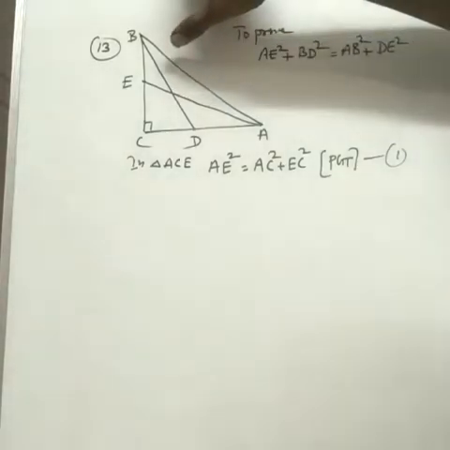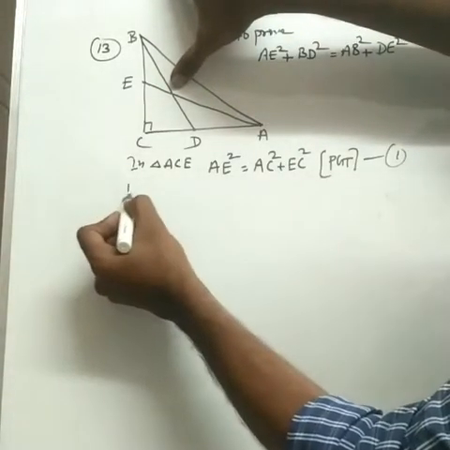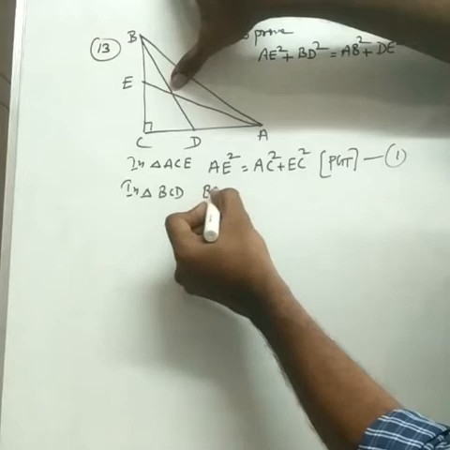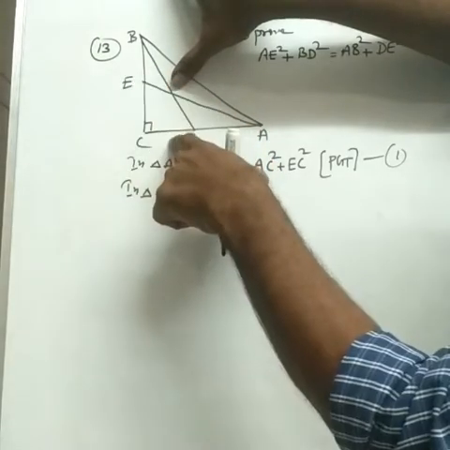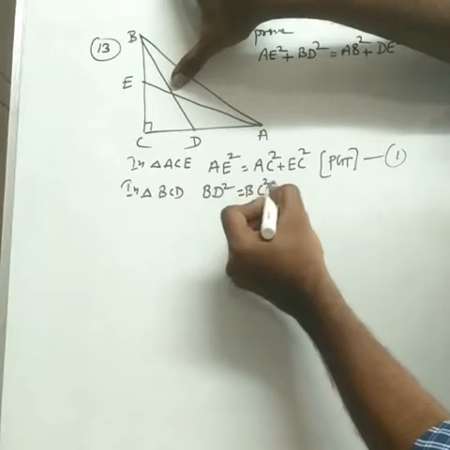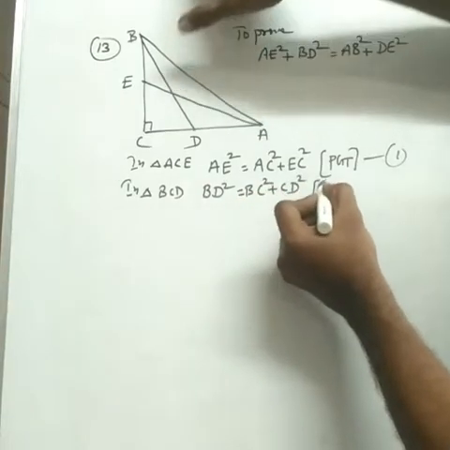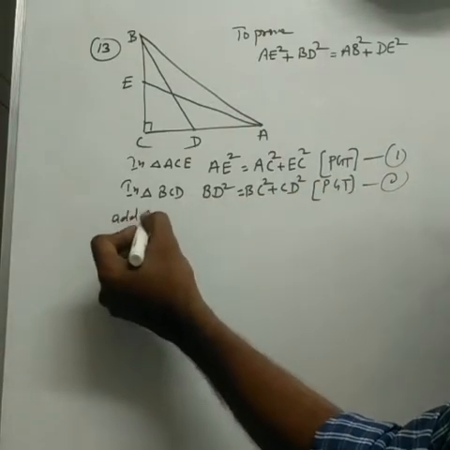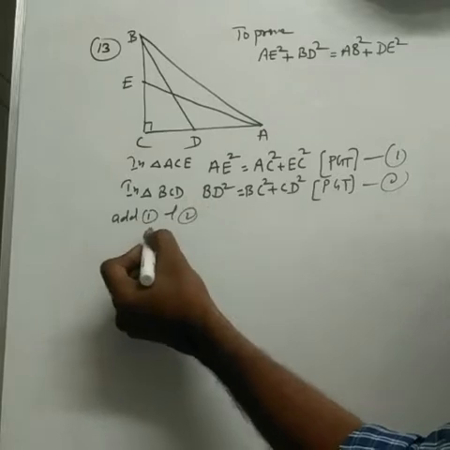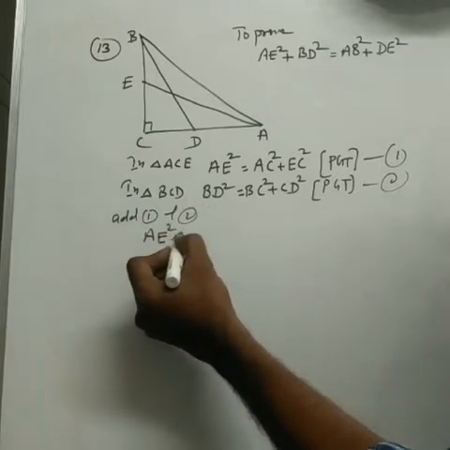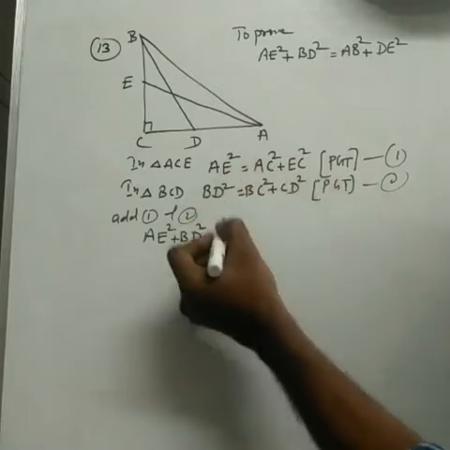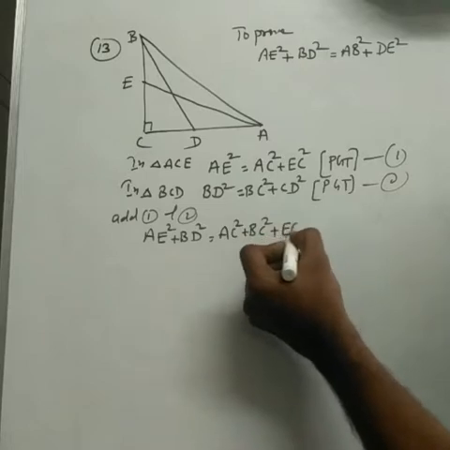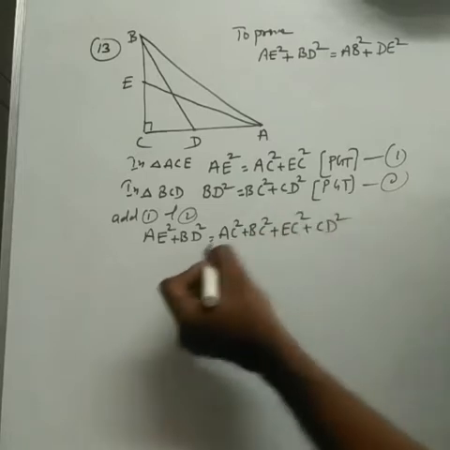Then BD, right triangle with BD. In triangle BCD, BD square equals BC square plus CD square. This is also by PGT number 2. Add first and second. AE square plus BD square equals AC square plus BC square plus EC square plus CD square.